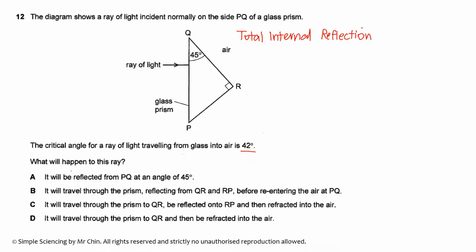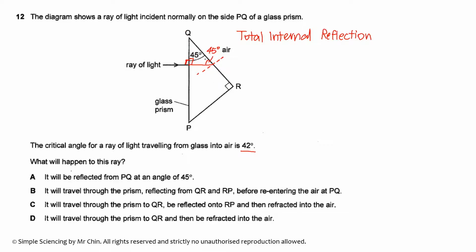So we need to trace the path of light from PQ into the glass block. So the ray of light enters from PQ into the glass. Is there any reflection or refraction here? The answer is no, because the ray of light is incident normally, which is 90 degrees on the surface PQ. So it will enter the glass block straight. Now you can always draw a normal to help you visualize better. Since this is 90 degrees, this is also 90 degrees. This can be calculated to be 45 degrees because of the angle sum of a triangle.